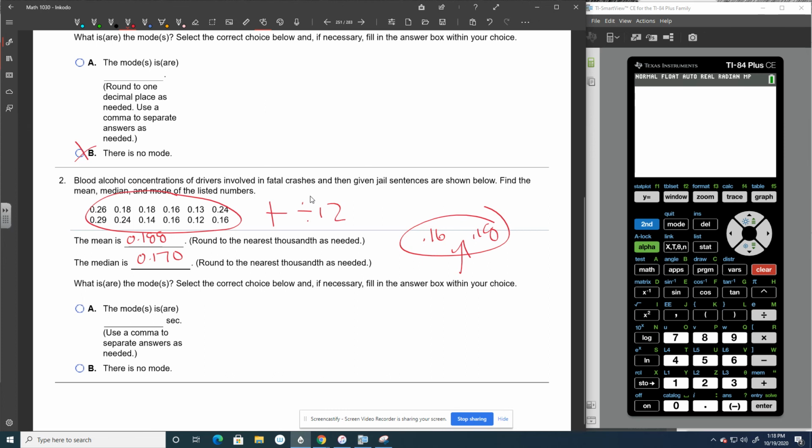And then it wants the mode, the number that shows up the most. Well, there are 2 0.18s, and there are 1, 2, 3 0.16s. So the mode is going to be 0.16. Now, if there had been more than one, like if 0.18 had happened again, then you would say 0.16 and 0.18. But it only showed up twice, so we only have one mode.